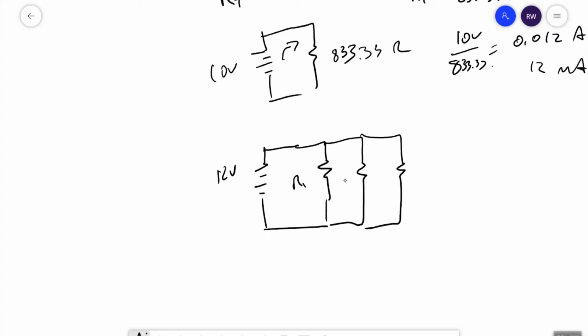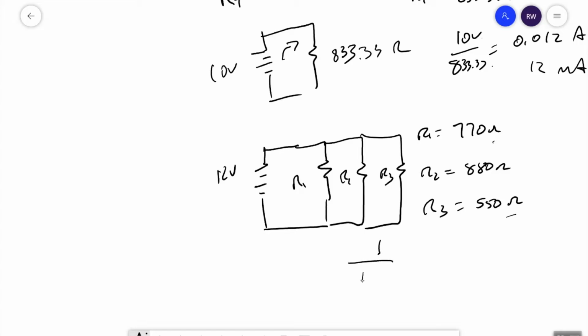So R1, R2, R3. Let's say R1 is 770 ohms, R2 is 880 ohms, and R3 is 550 ohms. I'm just pulling these numbers out of midair. They may not be real numbers, but I'm just pulling them out. Notice I'm doing ohms instead of kilo ohms now.